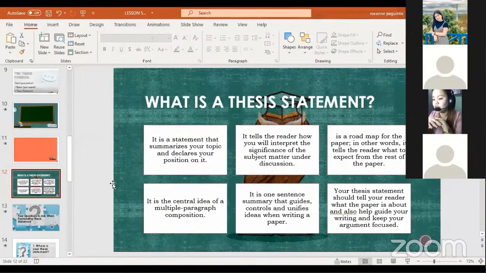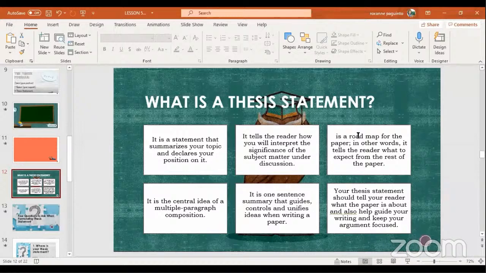Next, it tells the reader how you will interpret the significance of the subject matter under your discussion. It tells how you would justify it, how you would explain it, how you would give importance to the subject that you have. How does it matter?